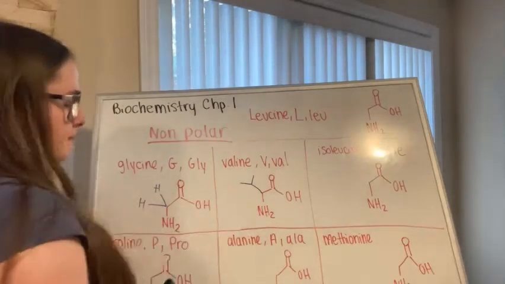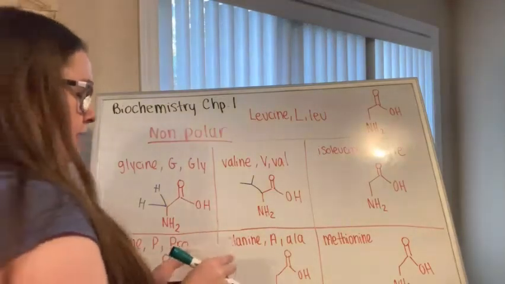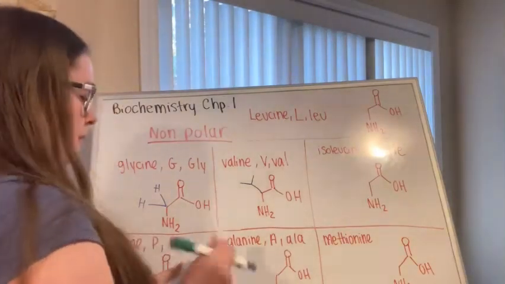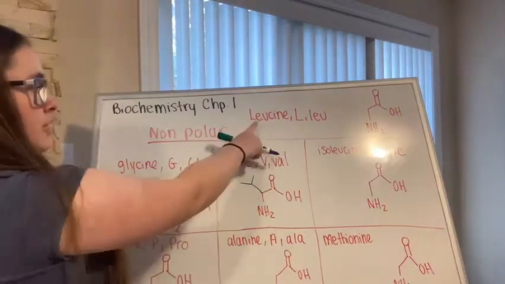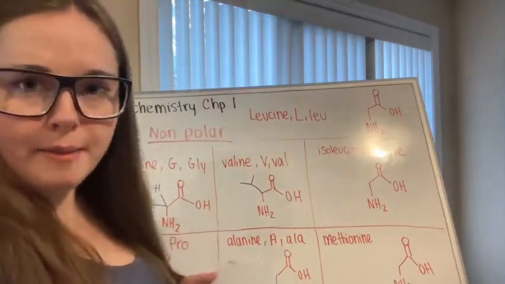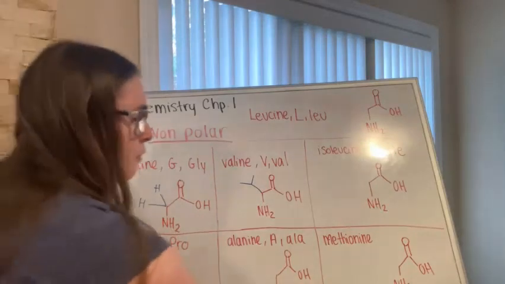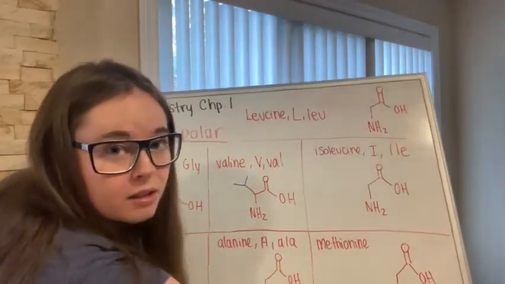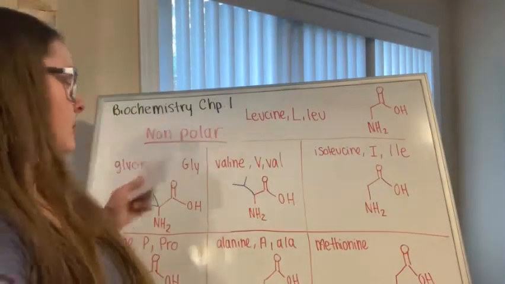So this is valine. And the next amino acid, a nonpolar amino acid, is leucine. So we're going to come right up here. I believe you can see it. Let me move it over a little bit. There we go. So now let's look at leucine.